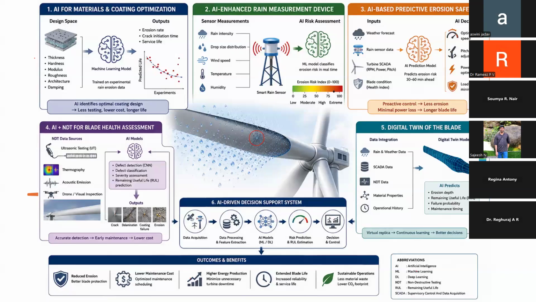AI in NDT, civil people also can do easily. Then electronics people can incorporate sensor measurements in the wind turbine blades. You can use AI, and study the long life of the blade, or through management aspects. So digital twin opportunities are there. Using AI, deep learning, machine learning techniques, there are opportunities.